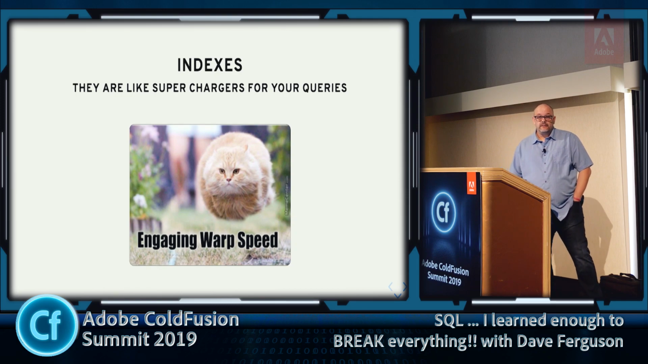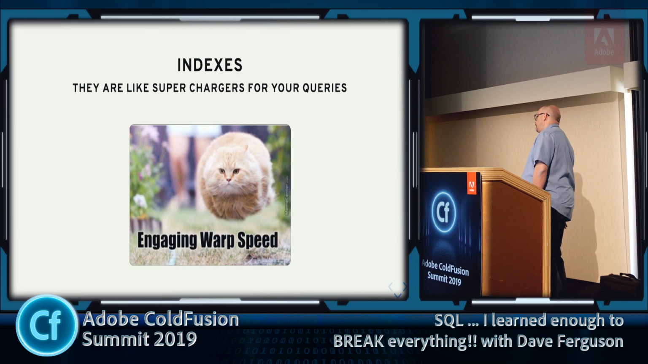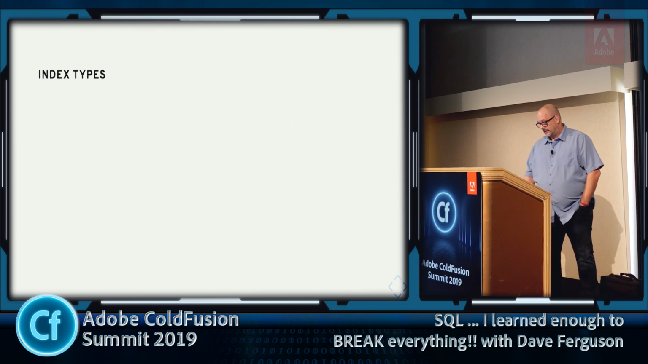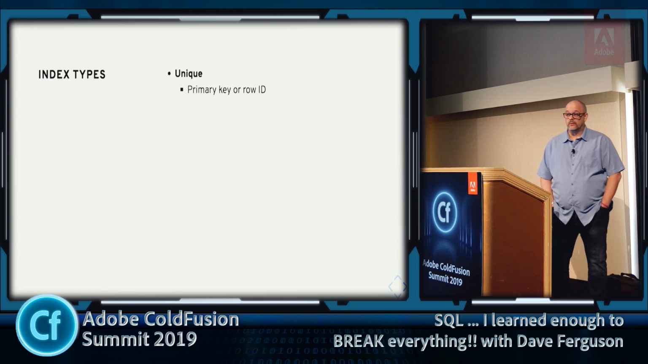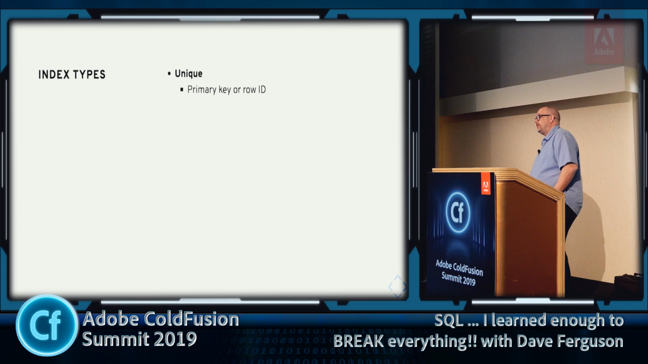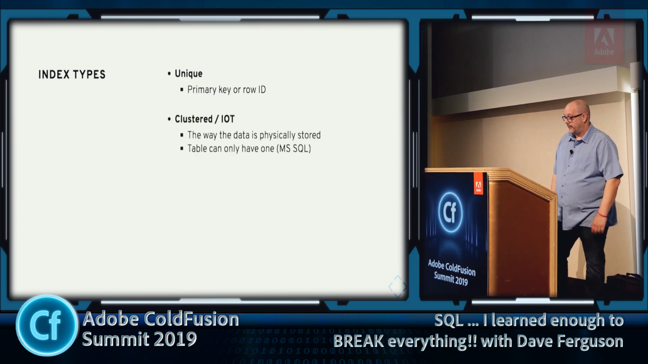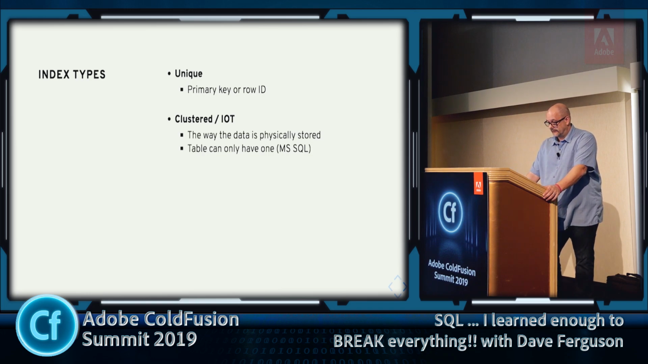You have a unique index, which is the primary key of your table. Every table should have a primary key, whether you ever want or are going to use it or not. Always put a primary key. You have a clustered index, or an IOT for Oracle, which is an index-organized table in Oracle. It's basically an index that maps exactly the way the data is stored. And SQL Server can only have one. Other databases can have more, but SQL Server can only have one.